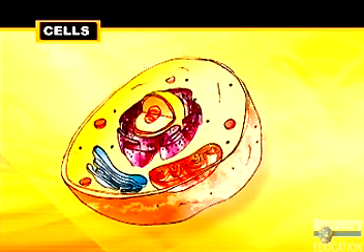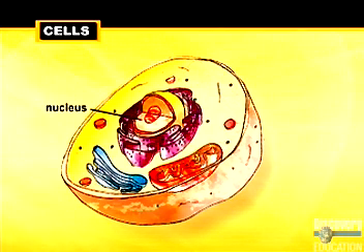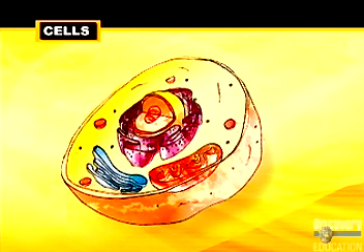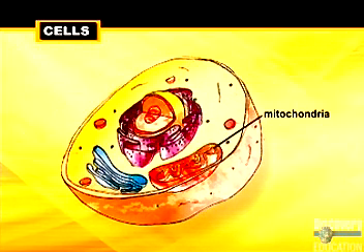The jelly-like substance that fills the inside of a cell is cytoplasm. All of the cell's organelles, the parts that perform the main work of the cell, are located within the cytoplasm. The cell's control center is the nucleus. This is the brain of the cell. Not only does the nucleus contain all the instructions for the activities and operation of the cell, it also controls cell reproduction. Mitochondria are sometimes called the powerhouses of cells. These organelles convert the cell's food into energy.